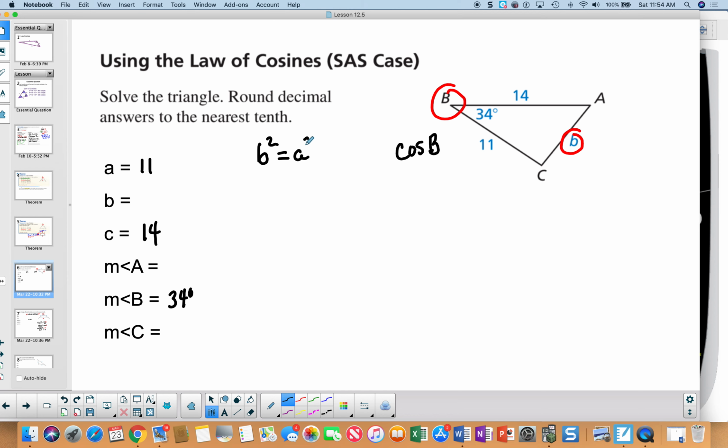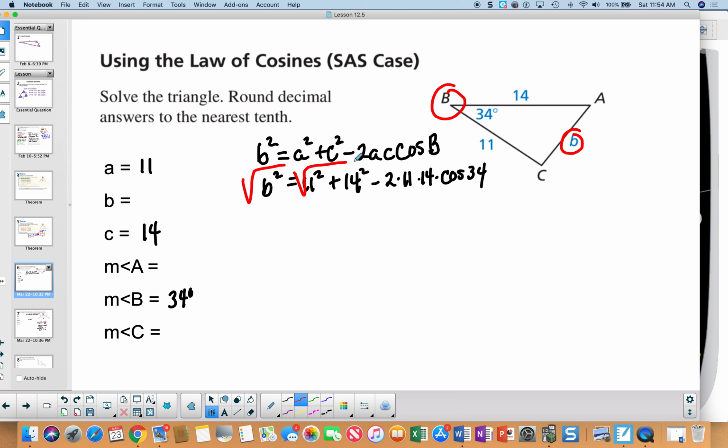Think about the Pythagorean theorem, and then minus 2, and then use these same two letters, a, c, and there you go. That's the law that we want to use. So b squared is equal to 11 squared plus 14 squared minus 2 times 11 times 14 times the cosine of 34. Now, to get b by itself, we're going to take the square root of this side. And b is approximately, when you put it in your calculator, 7.9. You ought to check that and make sure that you can get the 7.9.